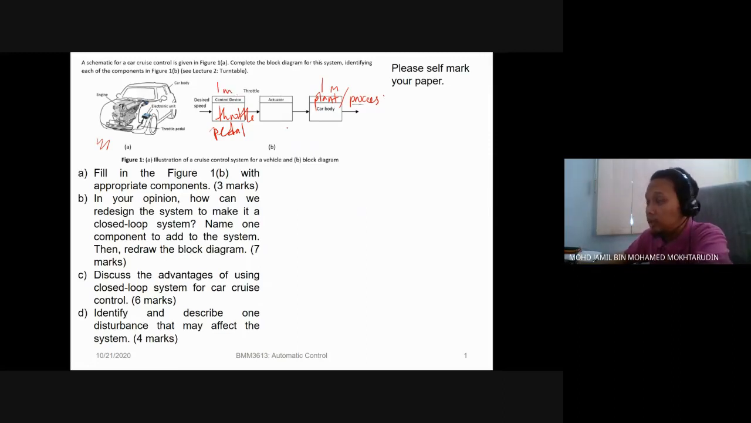And lastly, the actuator is the thing that moves or will take action based on the control. So the thing that moves in this figure is basically the engine. So you get 1 mark for this. Okay, so 3 marks for question A.